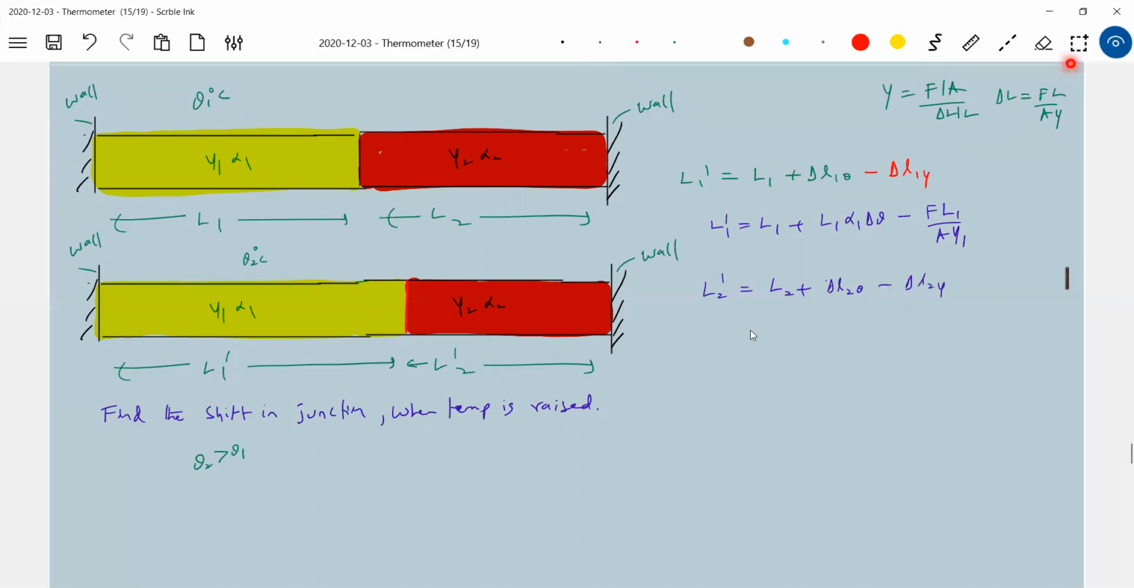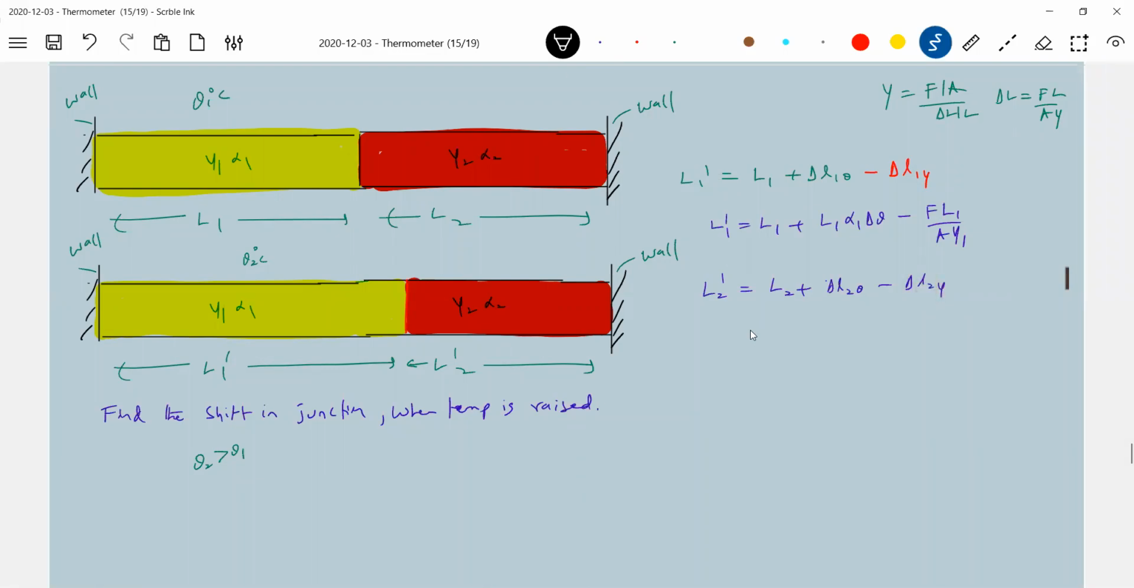Now you can ask one question, sir. In the diagram you are given, the length of this rod will increase, this will decrease. Then this should be positive, this should be negative. No. So what is this? Opposition by the second rod for the increase in length of the first rod. What is this? Opposition by the first rod for the increase in length of the second rod.